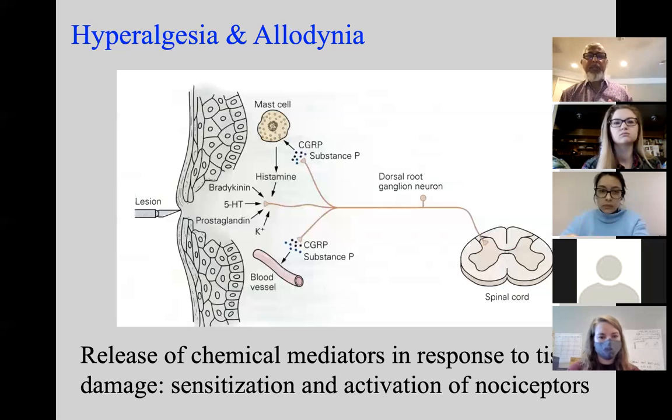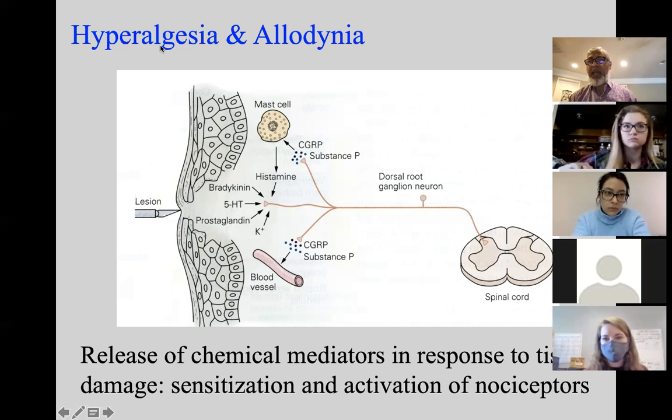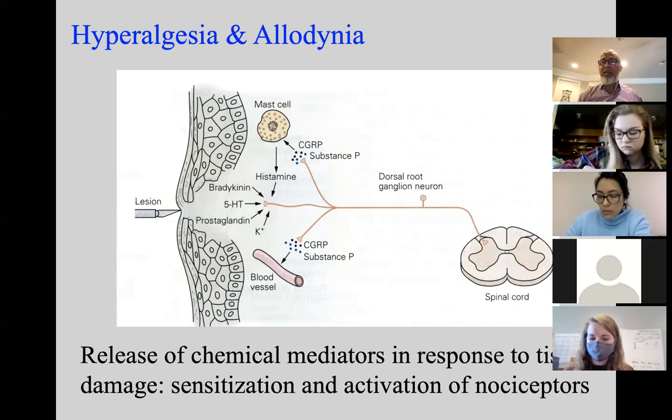Now, there are a few things related to pain that I want to bring to your attention. There are two terms that you need to be familiar with. One is hyperalgesia. Hyperalgesia is when you have an exaggerated response to a pain stimulus. Normally, different people respond to pain differently, but this is not that case. This is an exaggerated response to a painful stimulus.